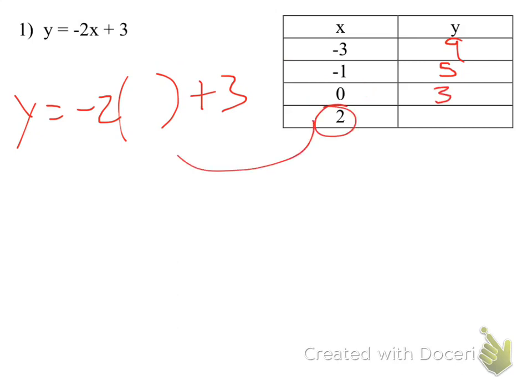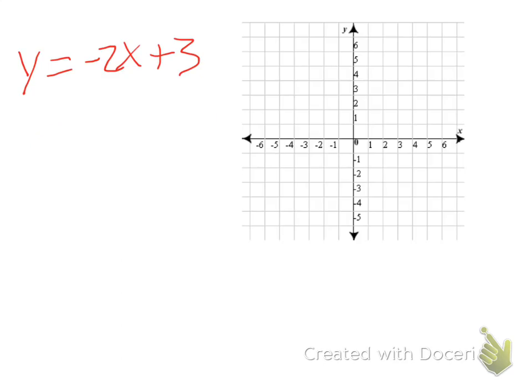And then you take 2, put it in your equation where x used to be. Negative 2 times 2 is negative 4. Add 3 is going to give you negative 1. So you're going to put negative 1 in there. And your table is now done. Jump over to the graph.